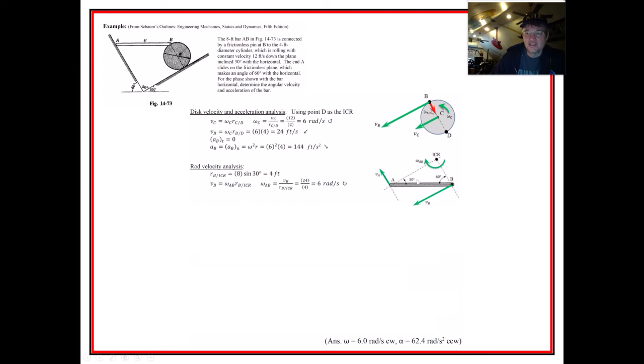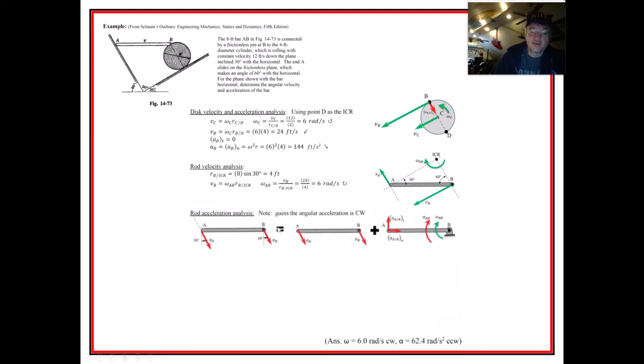It's a coincidence because of geometry and the location the thing happens to be. But also note that it's going to be a clockwise 6 radians per second, as opposed to where this disk was actually a counterclockwise 6 radians per second. But it's just a coincidence that they're both 6 radians per second.